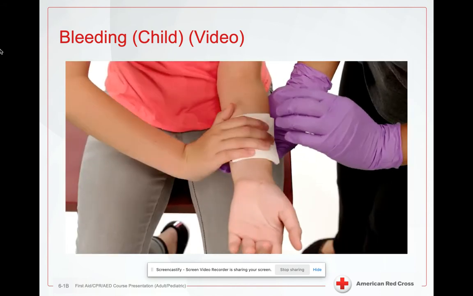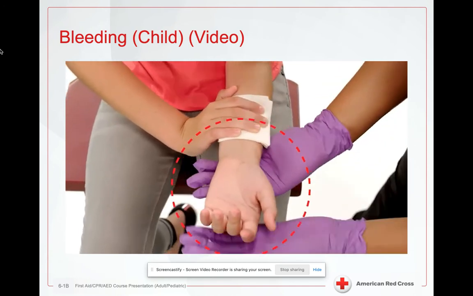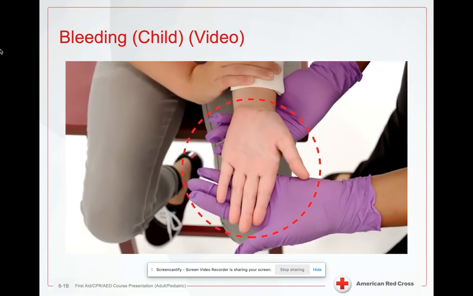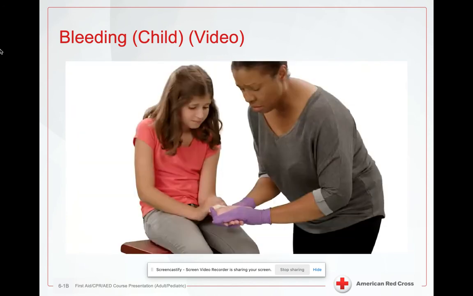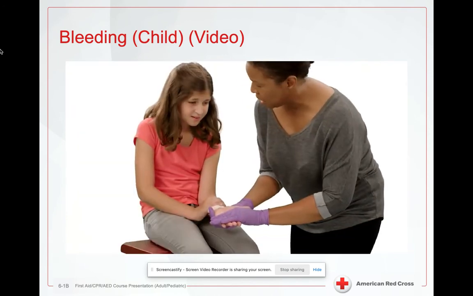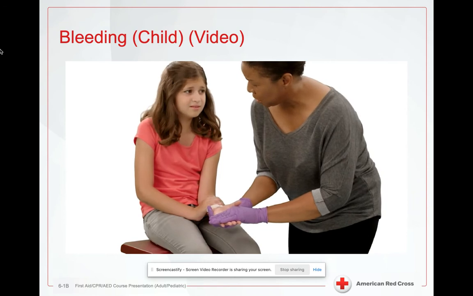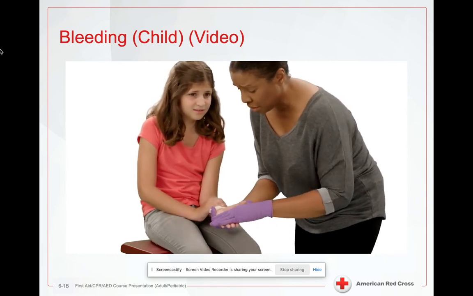Once bleeding is controlled, check for circulation beyond the injury. Note the temperature and color of the skin and ask the person if there is any tingling or numbness. Any tingling or numbness, honey? No. You sure? Yeah. Okay, we're almost done.